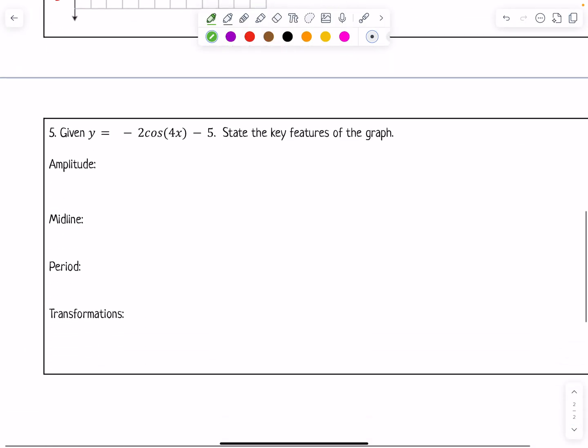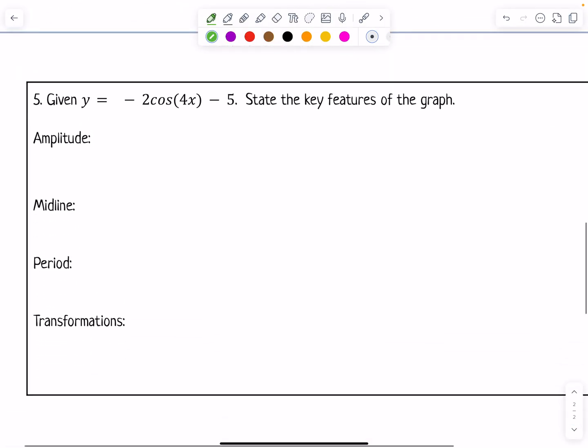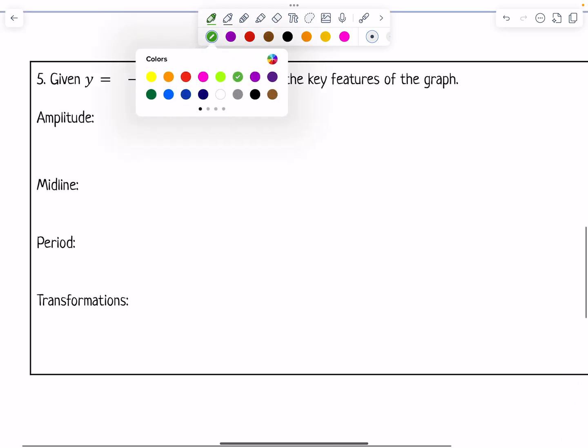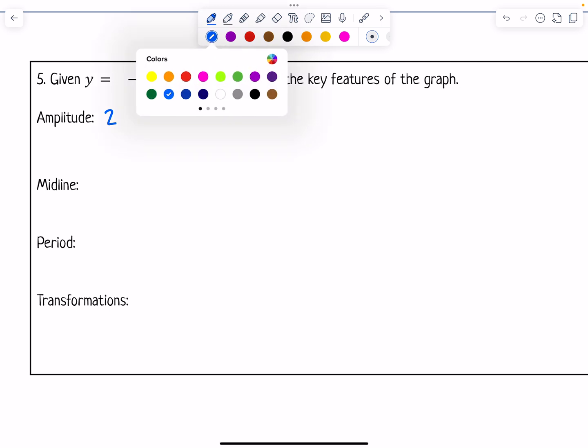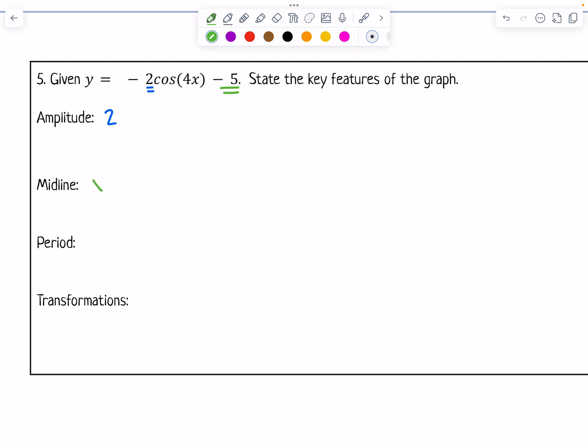All right, the last question says, given y equals -2 cosine 4x minus 5, state the key features of the graph. So my amplitude is always positive, and it's like the vertical stretch or compression value. So that is just 2. You can pick it right out of the front. The midline goes with the vertical shift, so that would just be directly related to that -5. It makes it go down 5, which I'll write down in a minute with my transformations. So y equals -5 is the midline. You want to write it as a line.